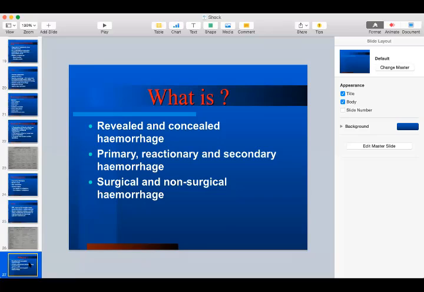Primary hemorrhage. You were operating, you nick the artery, patient starts to bleed, primary hemorrhage. Within operation, that time bleed occurred, primary. Reactionary is what happens 24 to 48 hours, okay? After whatever trauma or surgery.